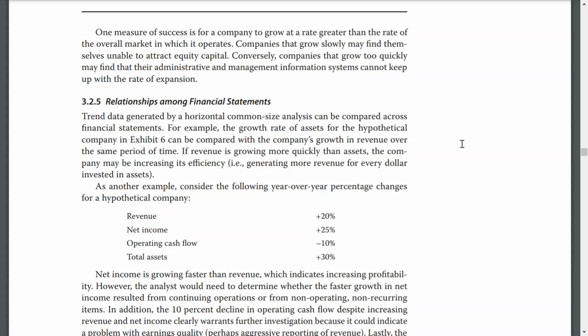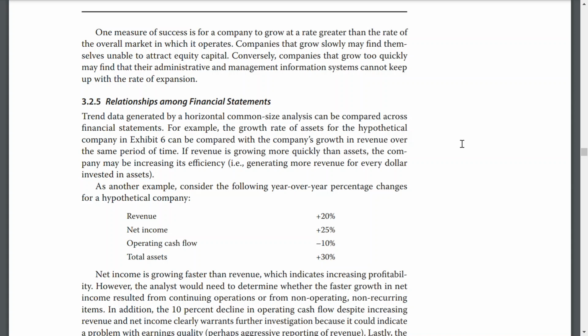Relationship among financial statements. Trend data generated by horizontal common size analysis can be compared across financial statements. For example, the growth rate of a set of assets for the hypothetical company in Exhibit 6 can be compared with the company's growth in revenue over the same period of time. If revenue is growing more quickly than assets, then the company may be increasing its efficiency.